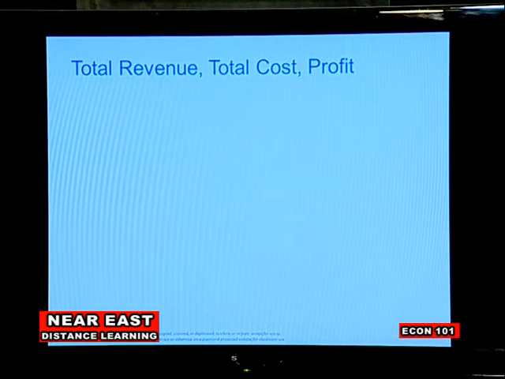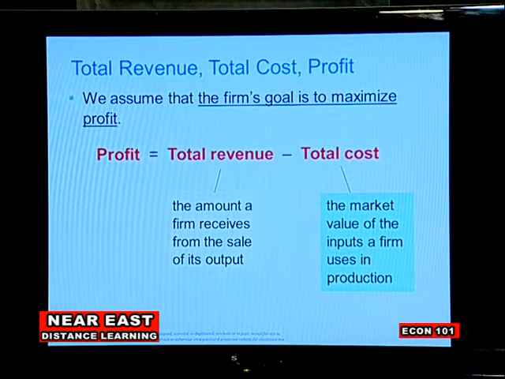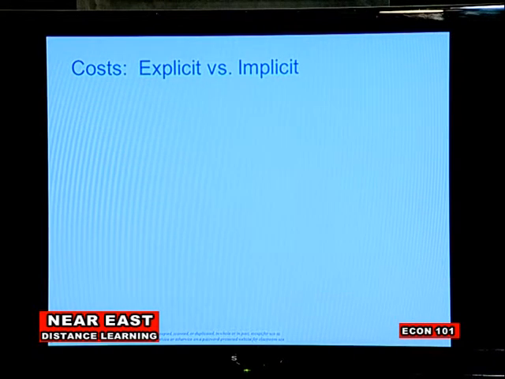So first, let's start with total revenue, total cost, and profit. We assume that each firm's goal is to maximize profit, and profit equals total revenue minus total cost. So what is total revenue? It's the amount a firm receives from the sale of its output, which we can find by multiplying price by quantity. And what is total cost? It is the market value of the inputs a firm uses in production. So profit equals total revenue minus total cost.